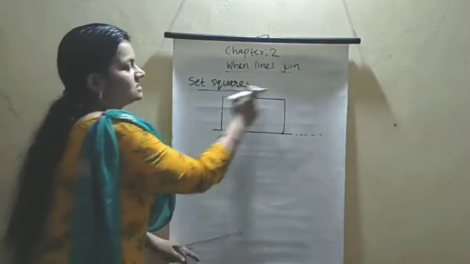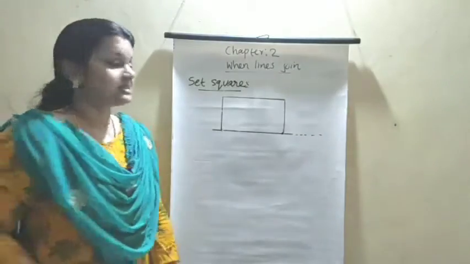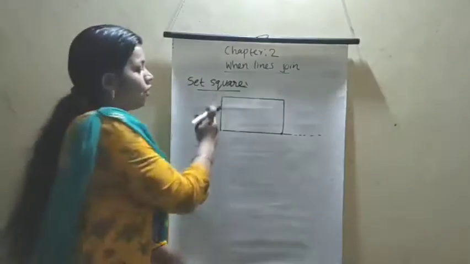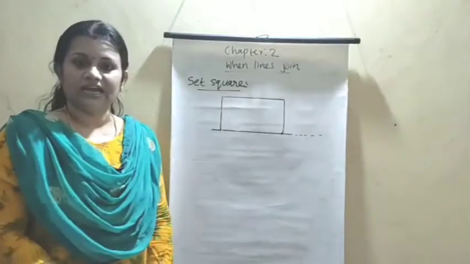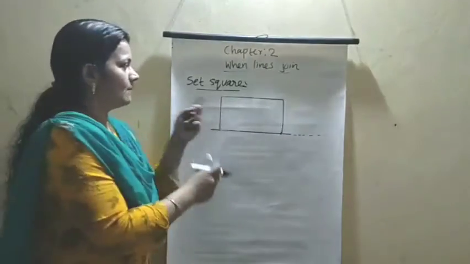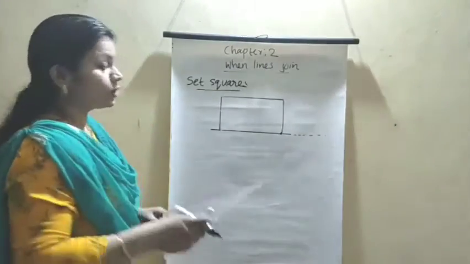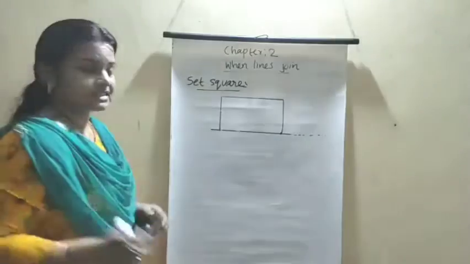This is a rectangle. This is a complete figure. The 4 sides are straight lines. Understood how to draw a rectangle with the set square? Then next, how to draw a square using the set square.